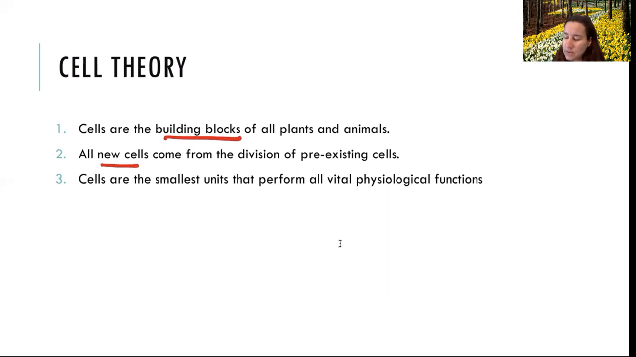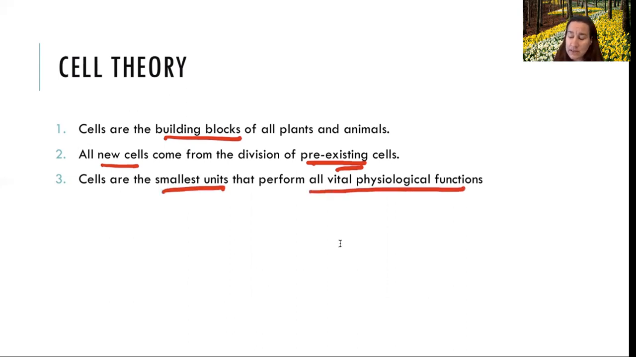All new cells are going to come from the division of pre-existing cells. You can't just magic a cell out of thin air. It has to come from somewhere. So it's got to come from mitosis, from meiosis. We have to be able to get a cell from a pre-existing cell. And then the last one, those cells are the smallest units that perform all the vital functions, all the properties of life that we talked about.